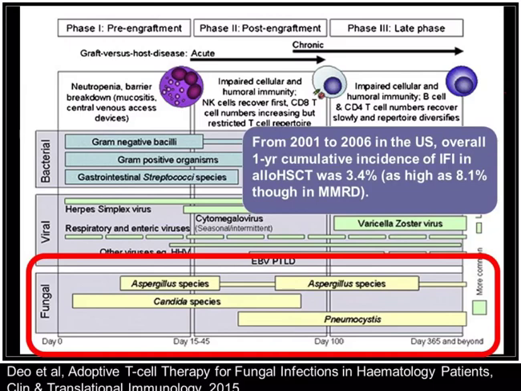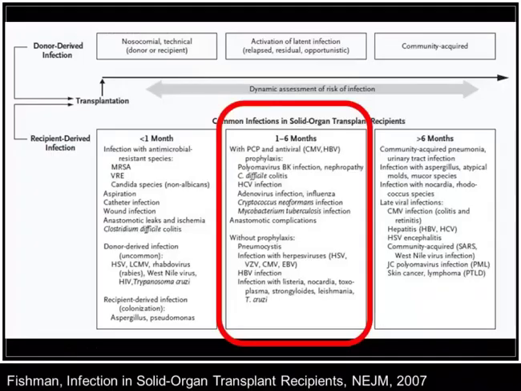From 2001 to 2006 in the US, overall 1-year cumulative incidence of IFI in allogeneic transplant patients is approximately 3.4%. As all comers understand, of course, the more immunosuppression, the more ATG, the more alterations we do to you, like a mismatch, you're going to have a higher rate of infection.